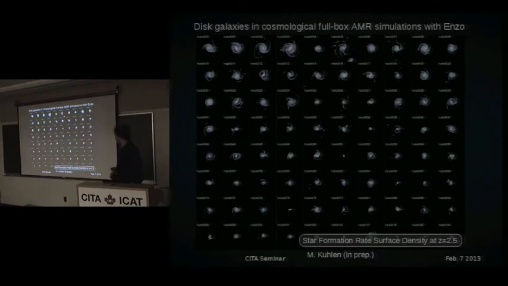They're making realistic looking spiral galaxies. And actually, when you compare the sizes of these galaxies to observational measurements of galaxy sizes, they actually turn out to be doing pretty well. So it seems like we're actually starting to make progress in simulating disk galaxies in fully cosmological simulations with AMR.